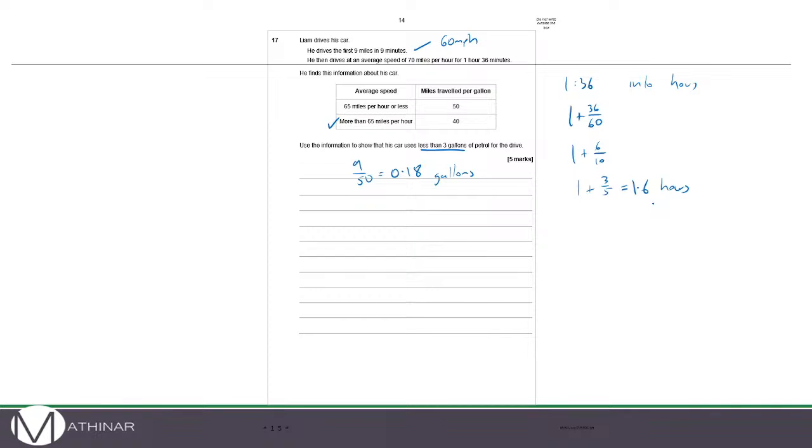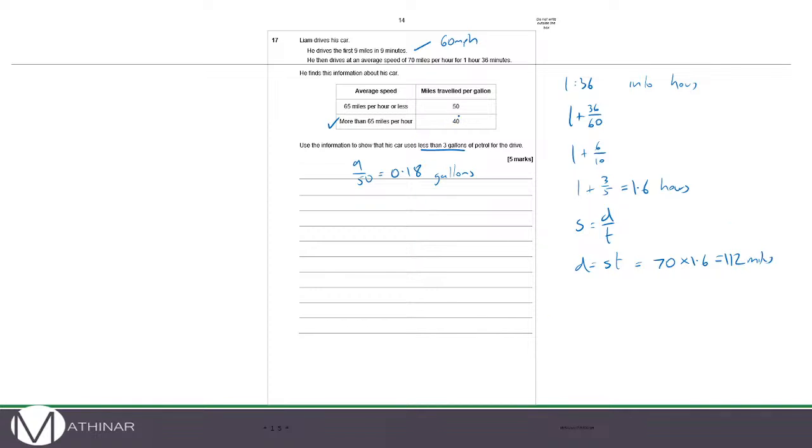Okay, so we've been going for 1.6 hours, or you could have done 96 minutes and then divided that by 60 as well. That should give you the same answer. So we've got 1.6 hours, and we want to know how far he's traveled, so the distance. So speed equals distance divided by time, and I want to know the distance. So distance is equal to speed times time. So that's going to be 70 times 1.6. So grab your calculator, and that will give me 112 miles.